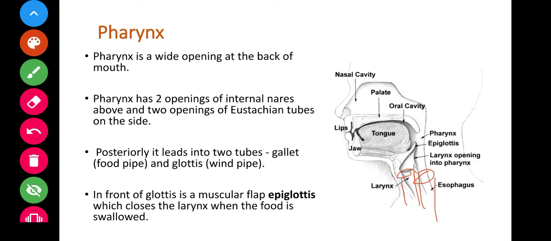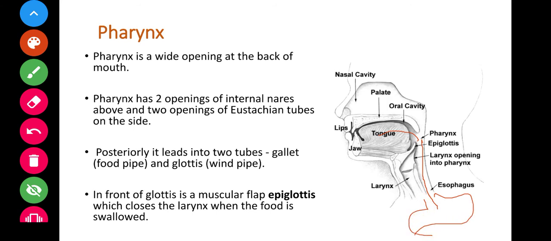In front of glottis, a muscular flap epiglottis closes the larynx when food is swallowed. When we swallow the food, as we all know, food has to enter inside the esophagus. That's how it will go inside the stomach.